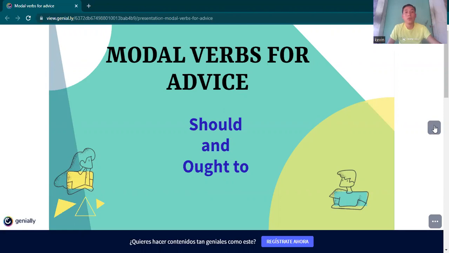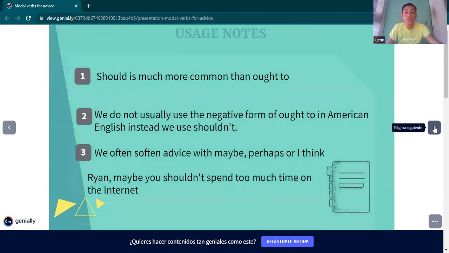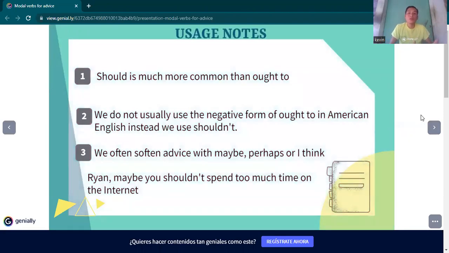But first, let's take a look at the usage notes. For example, the first one is should is much more common than ought to. Okay, that is the first one. Now let's see the second one. We don't usually use the negative form of ought to in American English. Instead, we use shouldn't. Okay, number three, which is the last one. We often soften advice with maybe, perhaps, or I think.